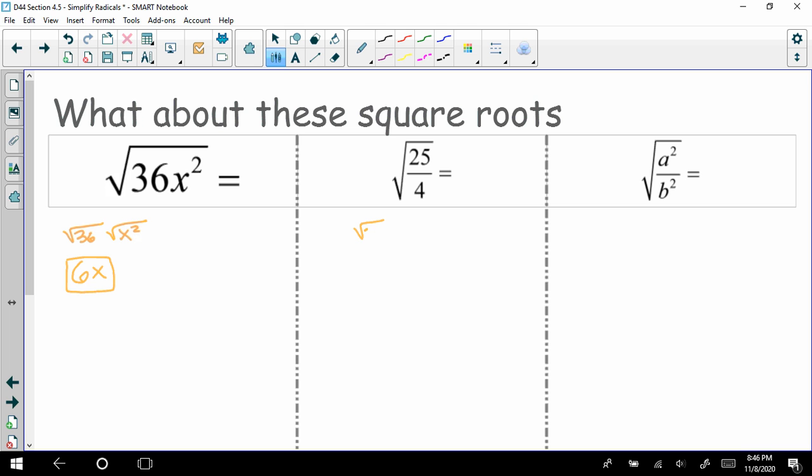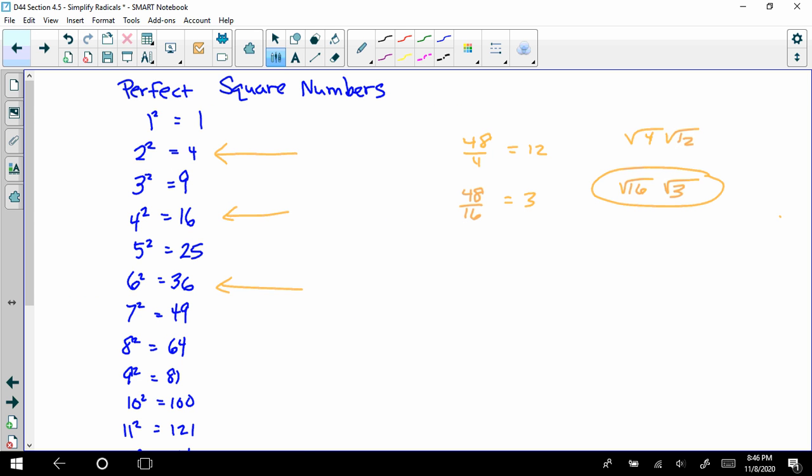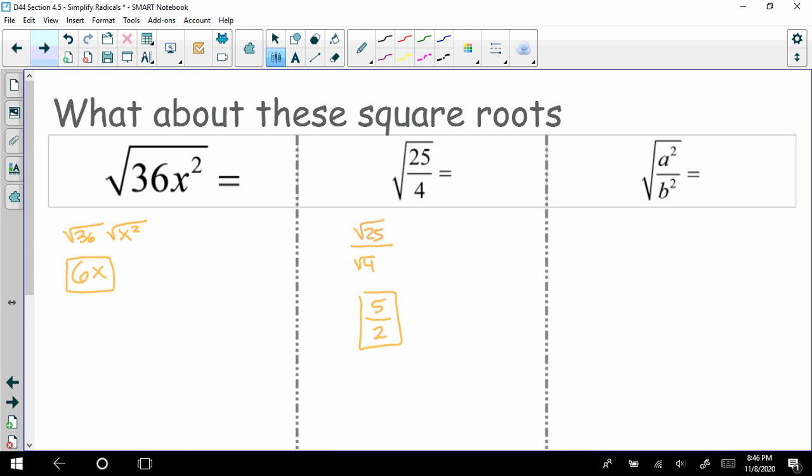And in the middle, we have square root of 25 over square root of 4. Both of those are perfect, so this simplifies down to 5 over 2. Again, if you need to, go back to that list. Notice there was the 25 and the 4 from our list. And over here, it's just variables, but this is like how we dealt with x squared under the radical in that first one on the left. So I would separate square root of a squared over square root of b squared, and that is a over b for our answer.